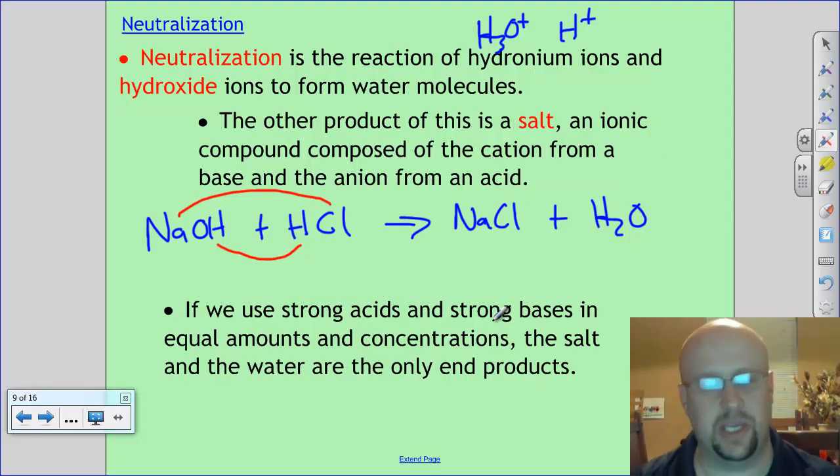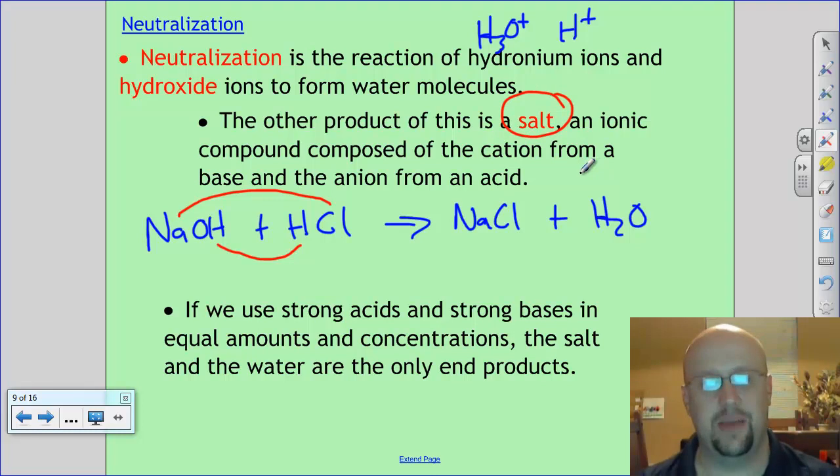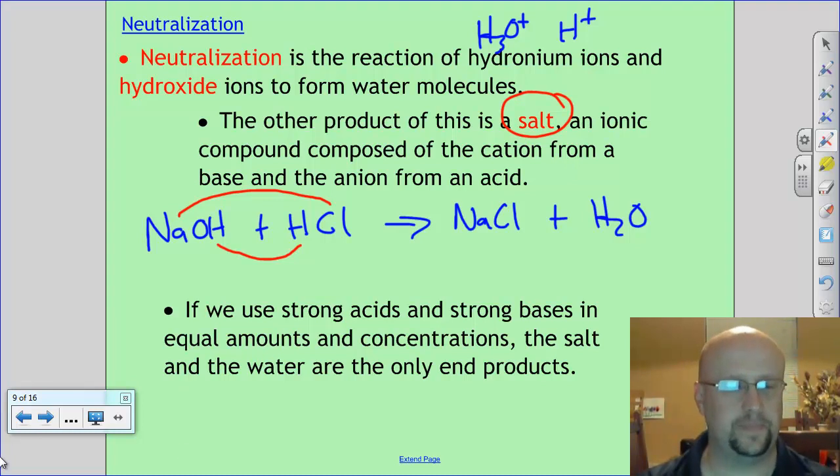And generally speaking, this is usually true. If we've got a strong acid and a strong base, we get water and some sort of salt. Now, we're using salt here in the generic sense, meaning that it's any ionic compound. It doesn't have to be NaCl. It could have been anything else, as long as it was an ionic compound that came from an acid and a base. That's what generated our salt in that case.